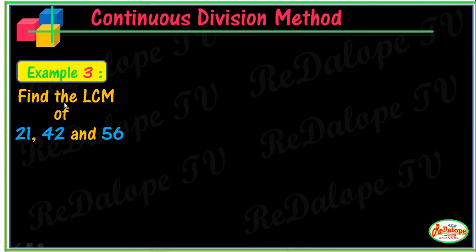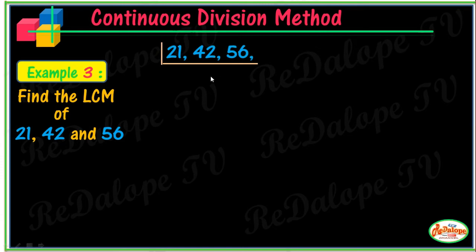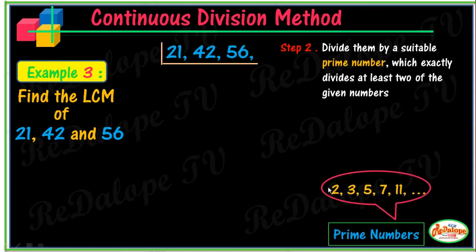Okay, problem number 3, we need to find the LCM of 21, 42, and 56. Same procedure, we will write the given numbers in a horizontal line or in a row, separating them with commas, and then draw the inverted division. 21, 42, 56 cannot be divided by prime number 2, nor 3, nor 5, but these numbers are exactly divisible by 7. So we'll divide this by 7.